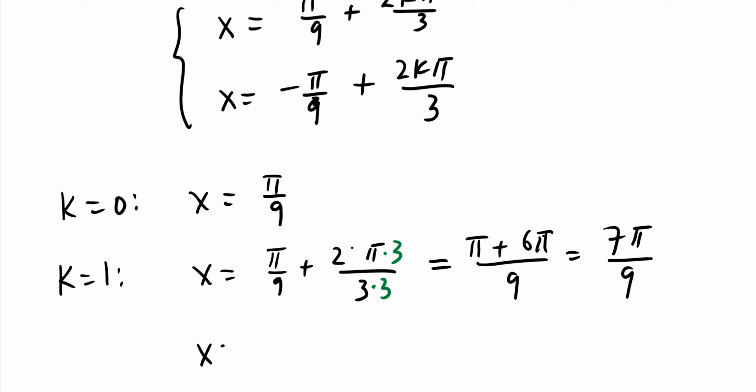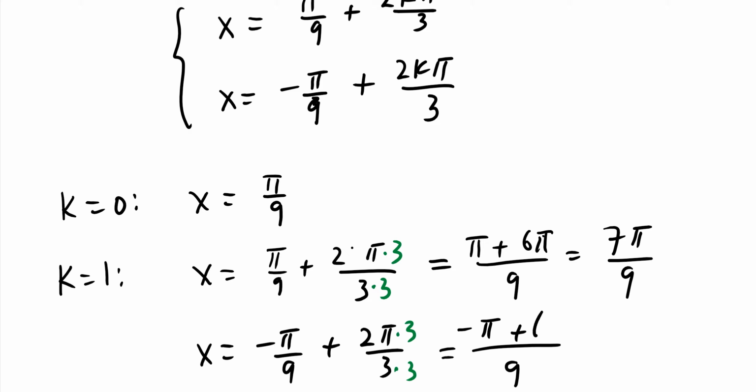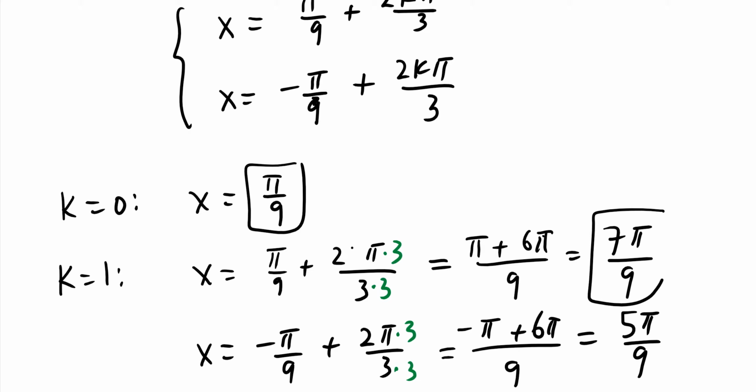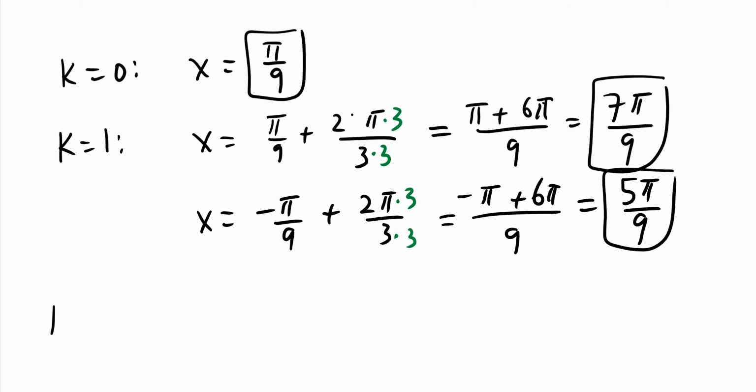If I substitute in the second equation, negative pi over 9 plus 2 pi over 3. So multiply top and bottom by 3, common denominator 9, negative pi plus 6 pi, so that gives us 5 pi over 9. So far I have pi over 9, 7 pi over 9, 5 pi over 9. That's when k is 1. What about if I take k equals 2? What do we get? Let's see.